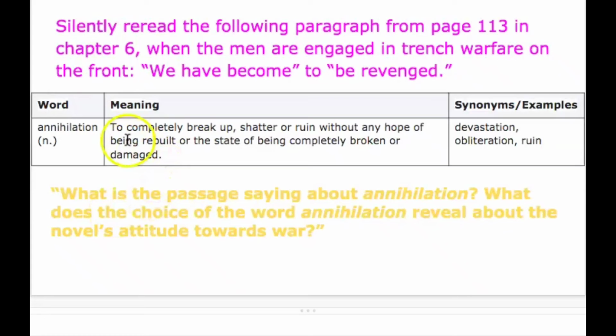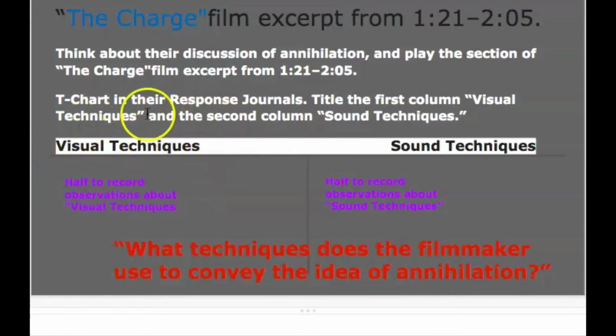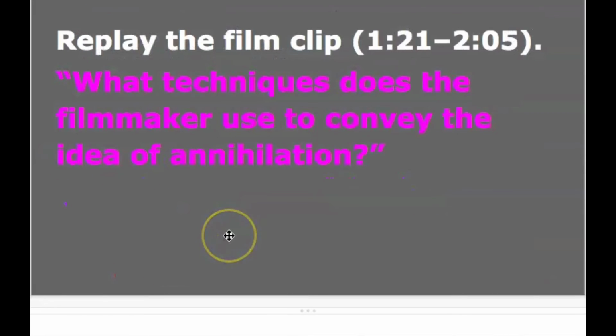Remembering that annihilation means that it's completely broken or ruined and there's no hope of it ever being rebuilt, where do they visually show you that something is no longer going to be able to be rebuilt? Where do you hear something that tells you that something is no longer ever going to be able to be rebuilt?